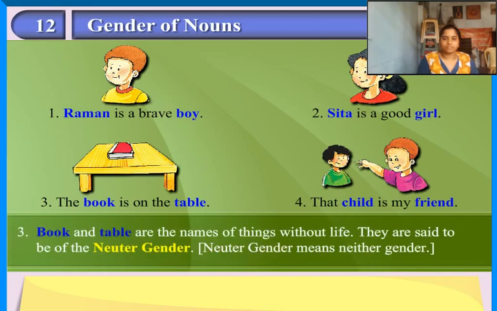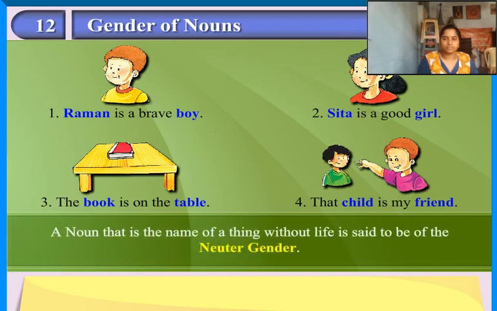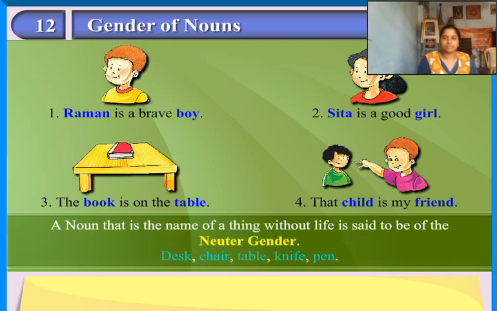Book and table are names of things without life. They are said to be of neuter gender. Neuter gender means neither gender. A noun that is the name of a thing without life is said to be of the neuter gender. For example, desk, table, knife, pen.